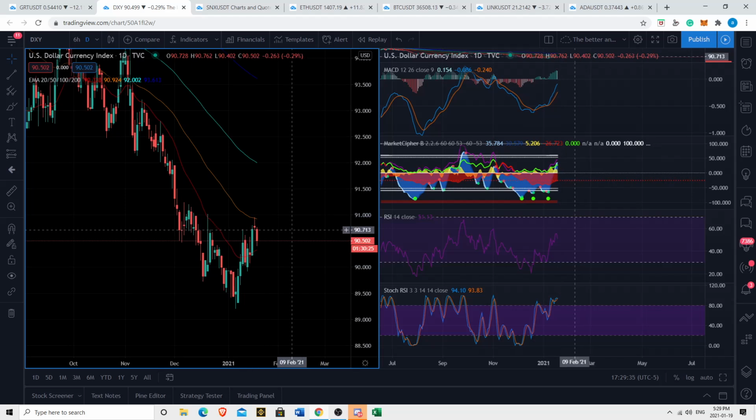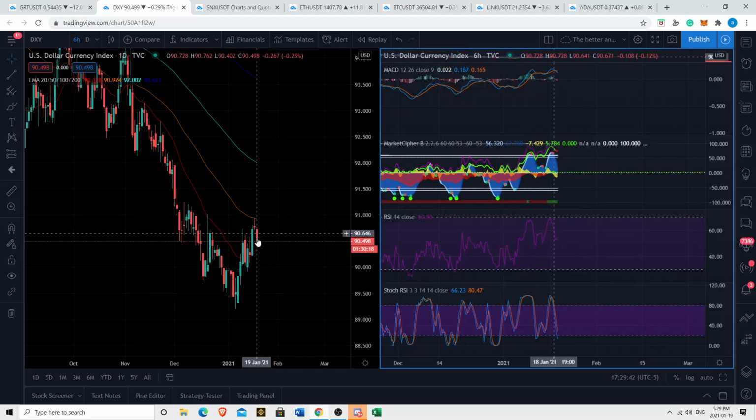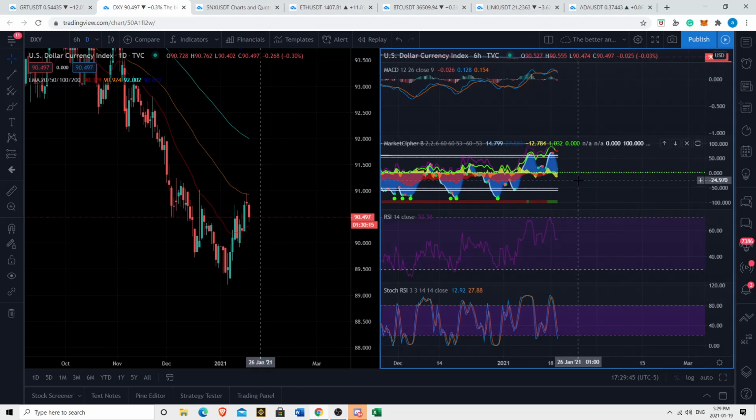But guys, we're getting rejected as is. I don't think anything has fundamentally changed to make the dollar weaker or stronger. So I think it's just a matter of time before we get rejected, and I think probably even a lower low.